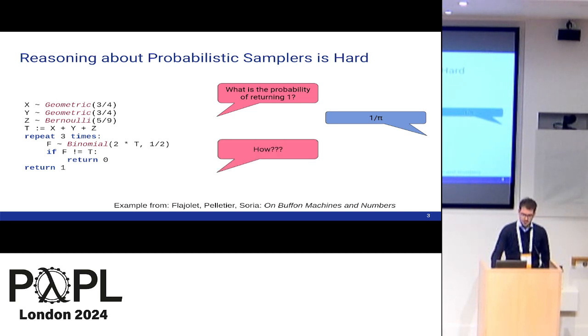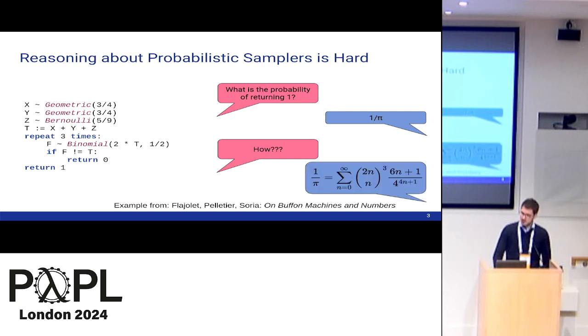It turns out that what this program implicitly does is compute an infinite series, which just happens to converge to 1 over pi. I think this illustrates why reasoning about probabilistic samplers is harder than reasoning about deterministic programs.